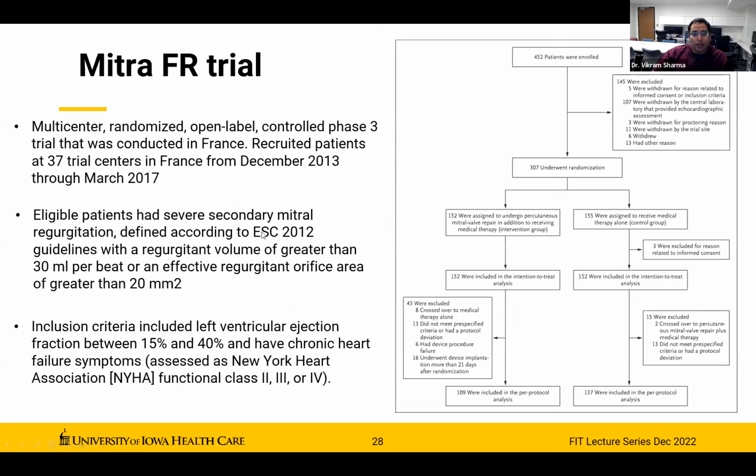Basically, it enrolled patients who had severe secondary mitral regurgitation, which was defined at that time by the ESC 2012 guidelines. We see those cutoffs were a little different from the ESC 2017 criteria. This defined severe MR as a regurgitant volume more than 30 or a regurgitant orifice area more than 20, which now is changed to 30. So probably patients with slightly less severe MR were enrolled in this study. The inclusion criteria included patients who had an LVEF of 15 to 40%, again on the lower spectrum, and NYHA 2 or worse chronic heart failure symptoms.